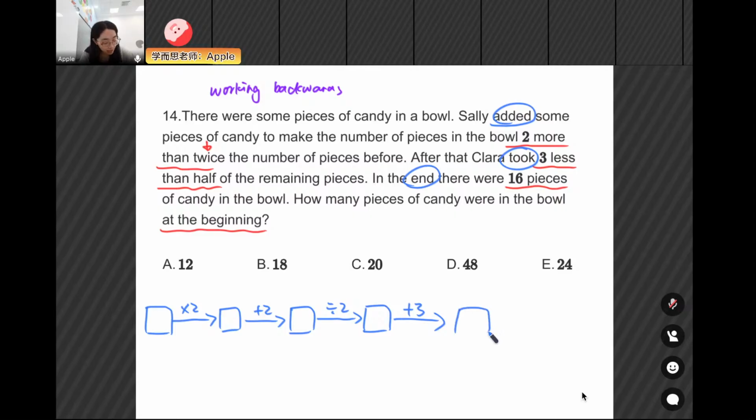Then in the end, we know that the answer is 16. Now let's try to think backwards. 16 and then minus 3, you will get 13. 13 times 2, you will get 26. 26 minus 2, you will get 24. 24 divided by 2, you will get 12. So that is why the answer is 12.